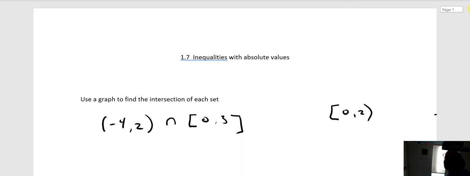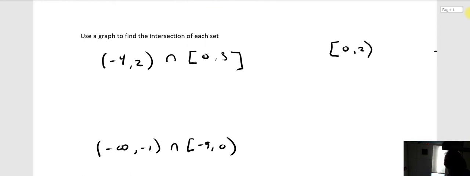Okay, so we're going to look at a couple of these. Use a graph to find the intersection of each set. So first of all, we're going to talk a little bit about what we're looking at here. This is the set of numbers between -4 and 2. And this soft bracket here and here means we're not going to be including those in the set.